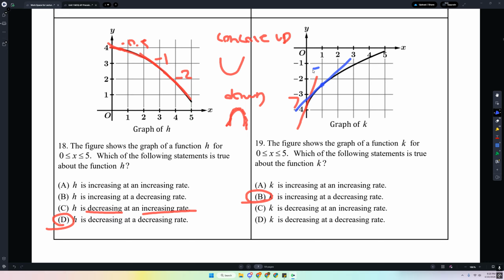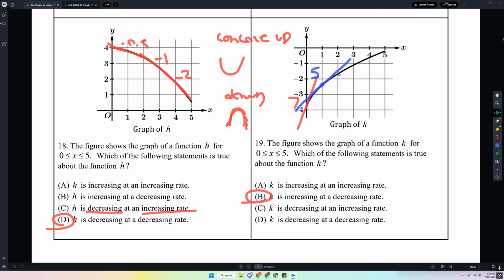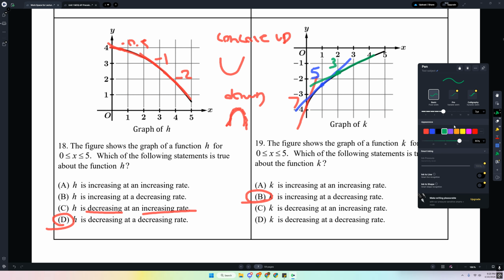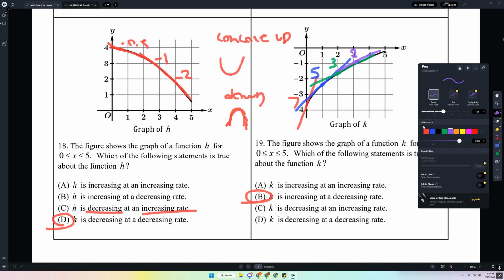Yeah, 5. Now we'll take another point. We'll do here. And now we're going to draw another line. And let's say a slope here, 3. And then we keep going. And as we keep going, we're getting smaller and smaller until eventually, yeah, sure, which one?